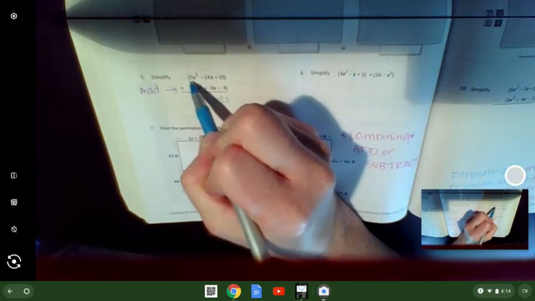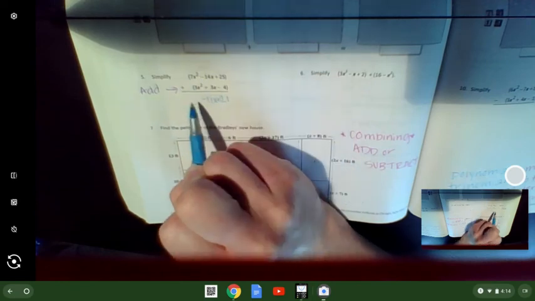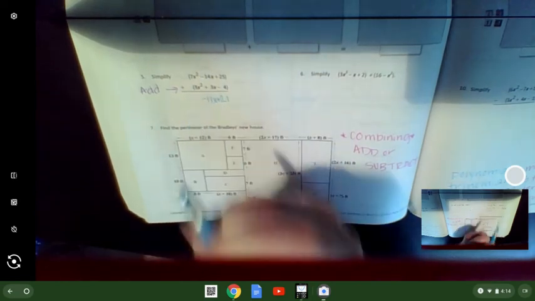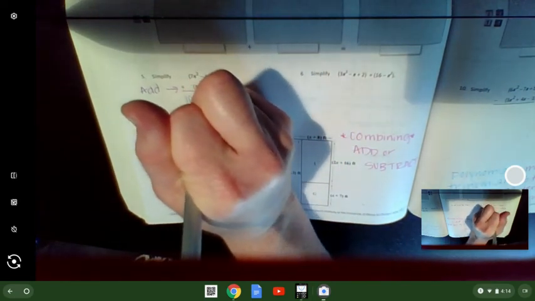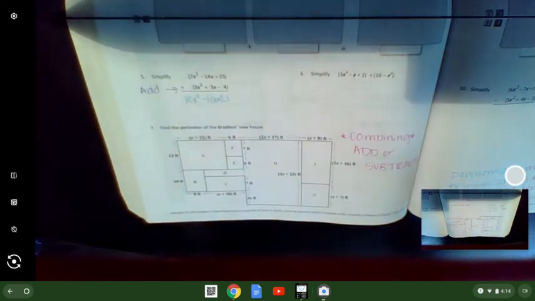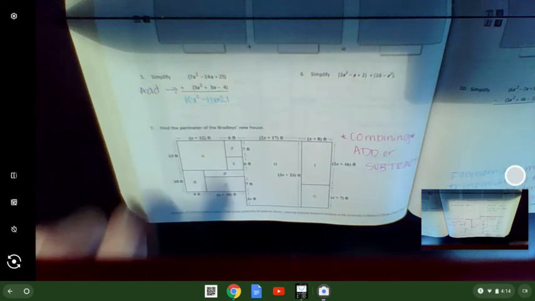And last but not least, 7x's squared. The other like term would be these 3x's squared. So together I have 10x's squared. And just like that, we combined like terms, specifically by adding, but again, you can think of it as just combining them based on the sign in front.